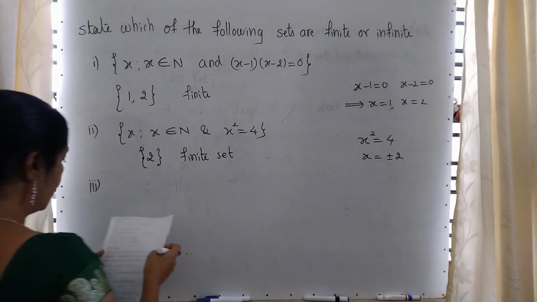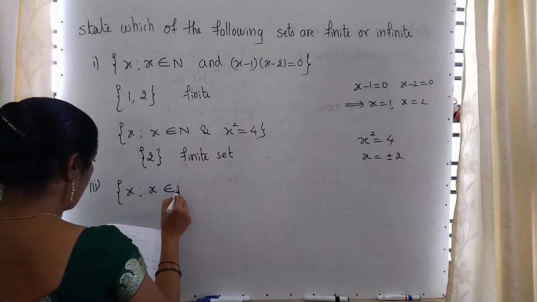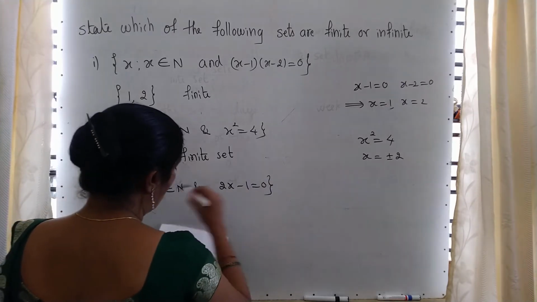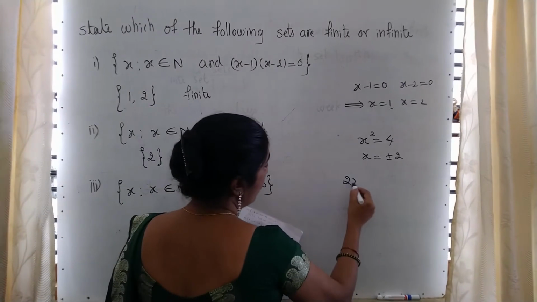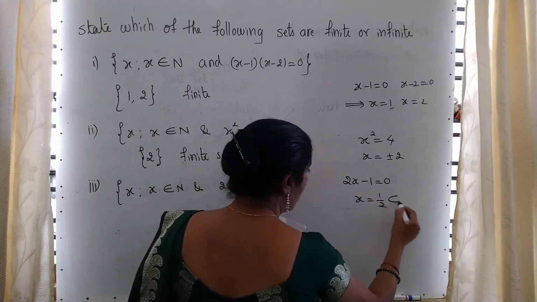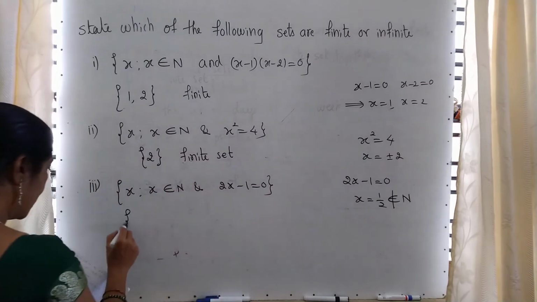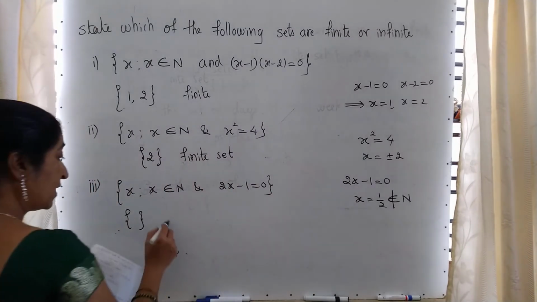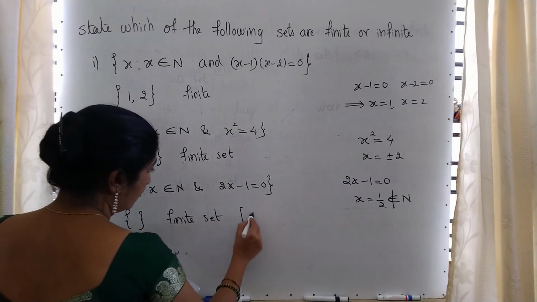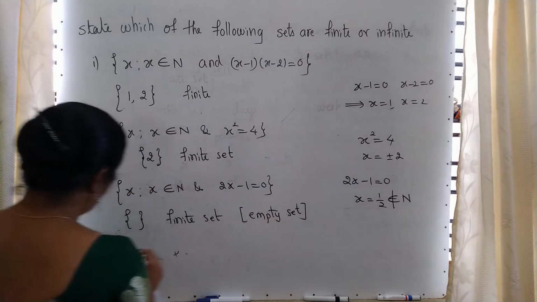Moving to the third one. X such that x belongs to N and 2x minus 1 is equal to 0. When you solve 2x minus 1 is equal to 0, x is 1 by 2, but 1 by 2 is not a natural number. So it is an empty set. And you know that an empty set is also a finite set. This is also a finite set. Moving to the fourth one.